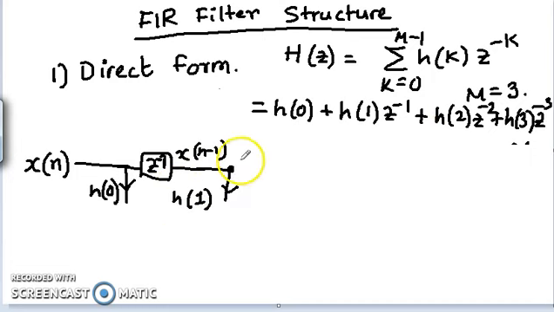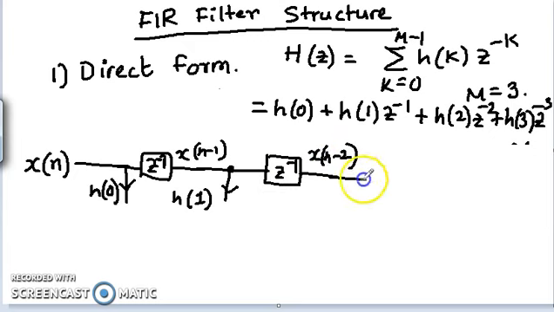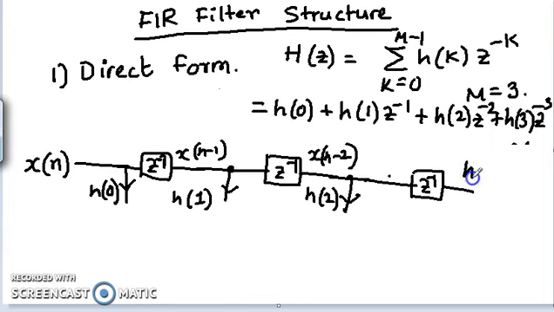Again, for this value, we need another delay block over here, and we will get the value of x of n minus 2. And here we will get x of n minus 2 multiplied with h2. And the next part is we need another delay block over here, which will give us x of n minus 3. And here it will be multiplied with h3.